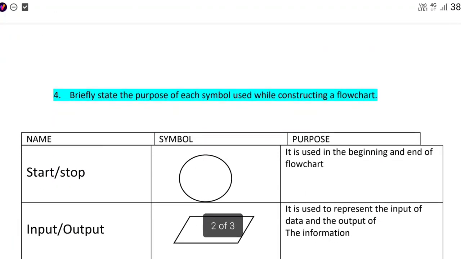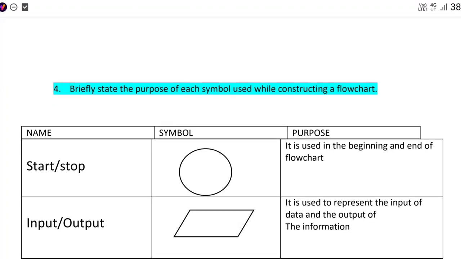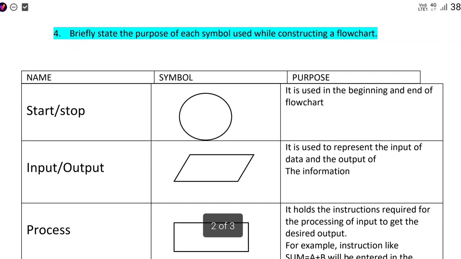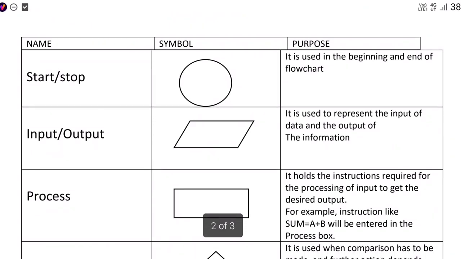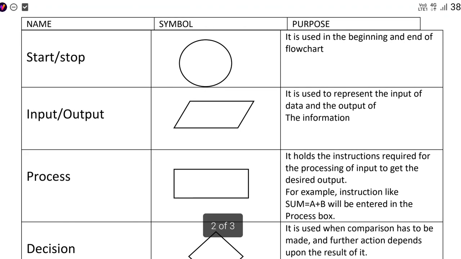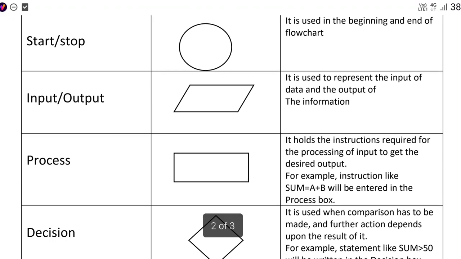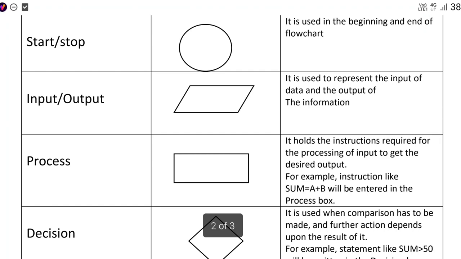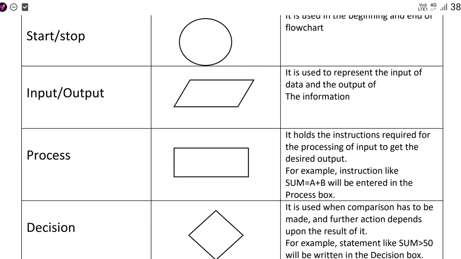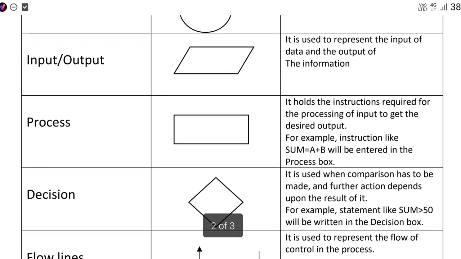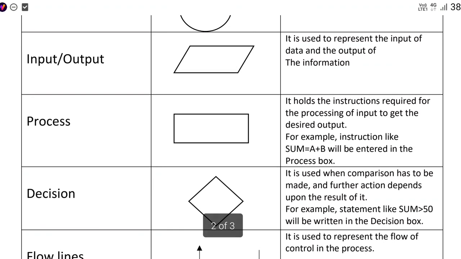Number 4 is briefly state the purpose of each symbol used while constructing a flowchart. Here the name, symbol and purpose are given. You can write it from there. First is start and stop. Its purpose is that it is used at the beginning and end of a flowchart. Second is input and output. It is used to represent the input of data and the output of information. Third is process. It holds the instructions required for the processing of input to get the desired output.